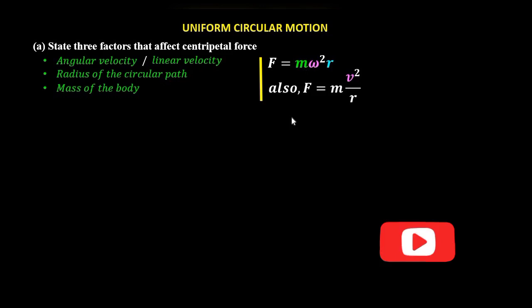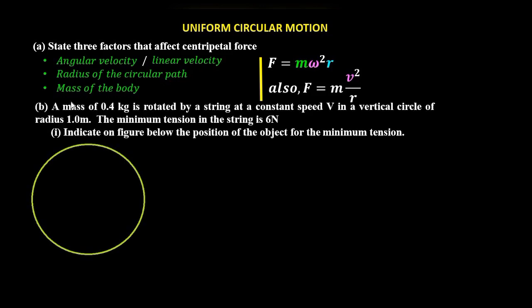Now for part B, a mass of 0.4 kilograms is rotated by a string at a constant speed v in a vertical circle of radius 1 meter. The minimum tension in the string is 6 newtons. Then Roman 1, indicate on the figure below the position of the object for minimum tension.